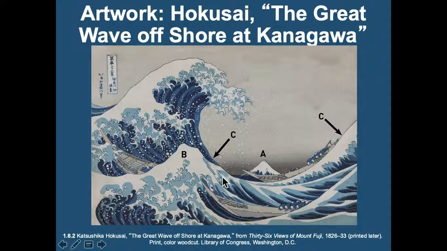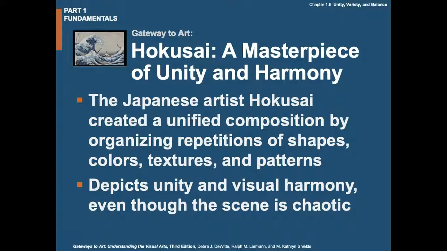And this wave is almost Mount Fuji-like, blue and white, very simple color palette there. And curves as well. So we'll look at the unified composition, organizing repetitions of shapes, colors, textures, and patterns. Okay, that is how we have unity and harmony in such a wild, chaotic scene.